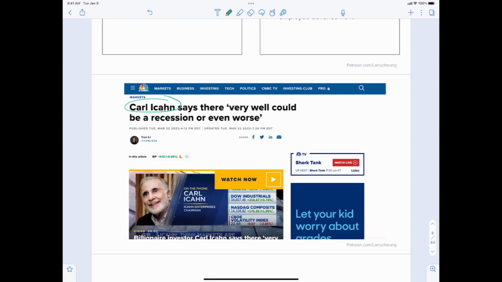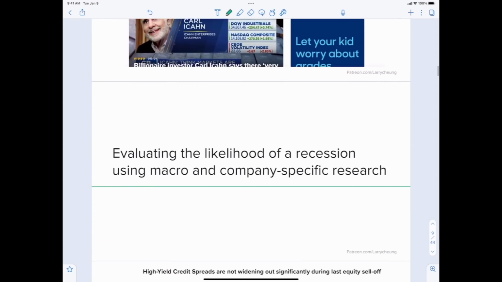Now, recessions and the likelihood of an upcoming downturn is a timely topic because I follow famous investors like Warren Buffett, like Charlie Munger, and also Carl Icahn. And Carl Icahn recently said that there very well could be a recession or even worse. So let's evaluate the likelihood of a recession using some macro and company-specific research that I want to show you.